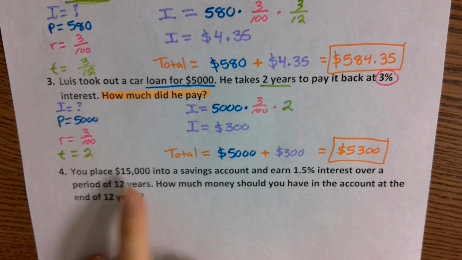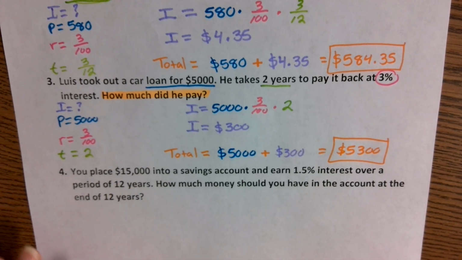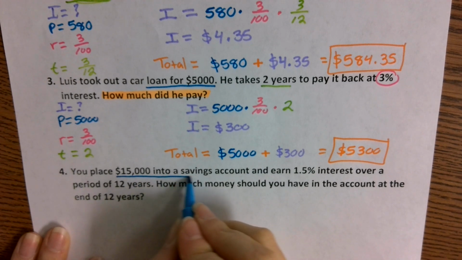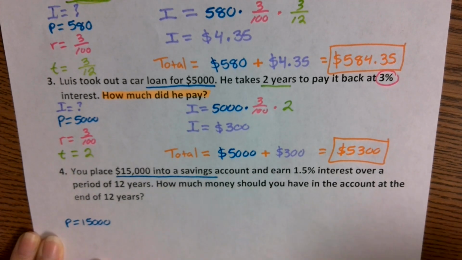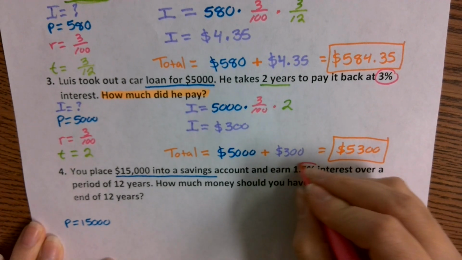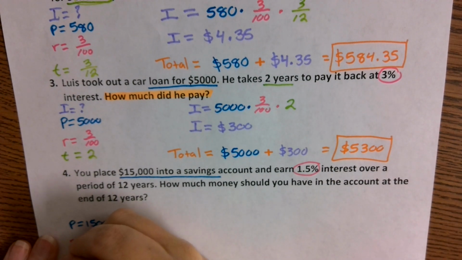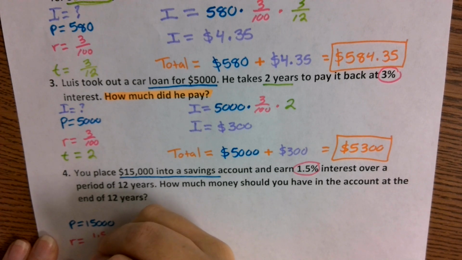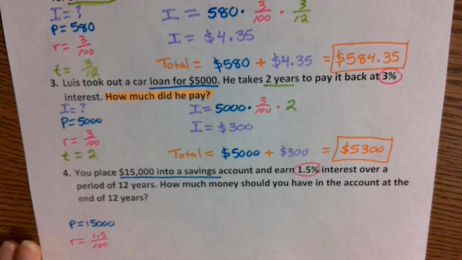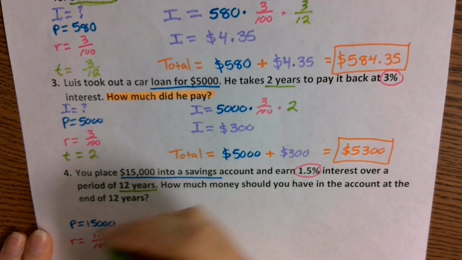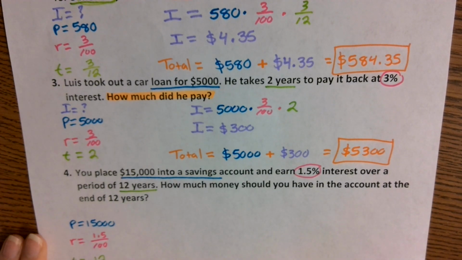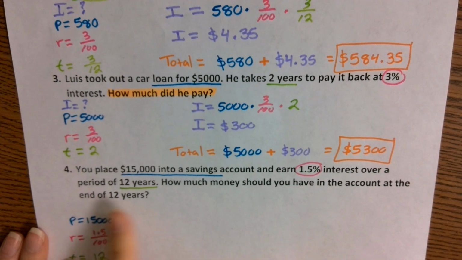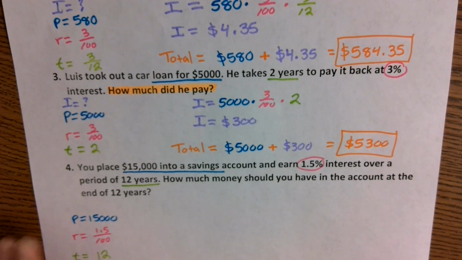All right, you place $15,000 into savings. $15,000 into savings, that's my principal. You earn 1.5% in interest, so it's 1.5 over 100. You're going to do this for 12 years. So your time is 12. How much money should be in the account at the end of 12 years? Is that interest or total?